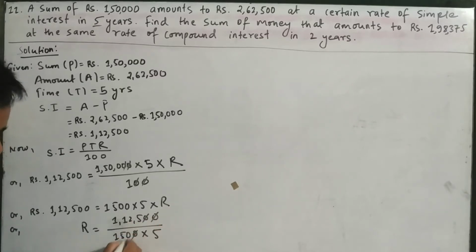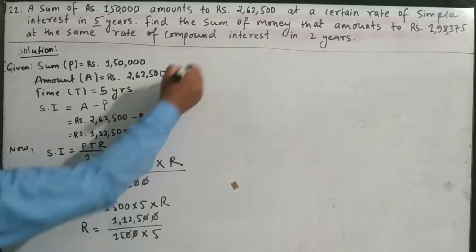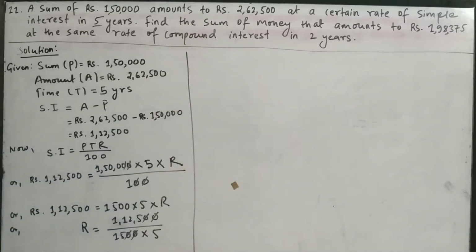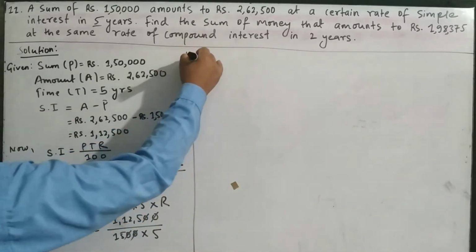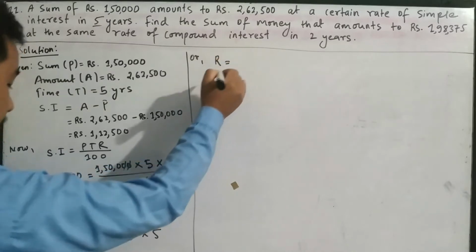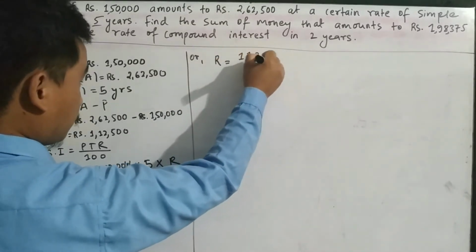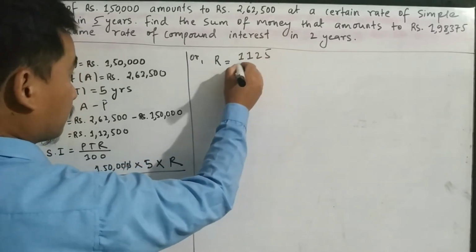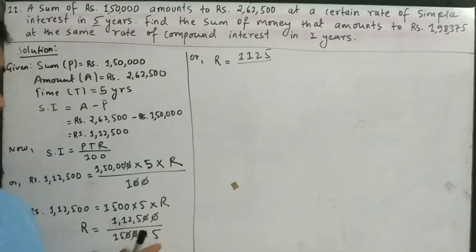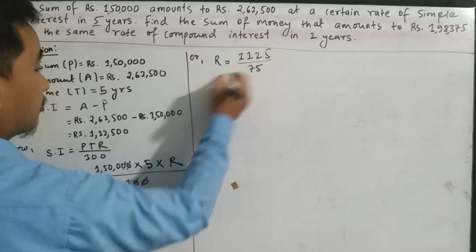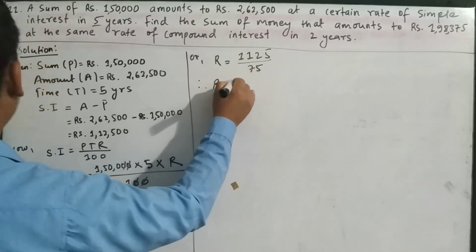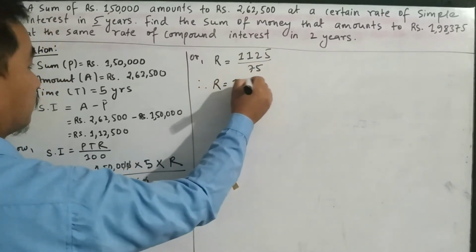When 2 zeros are cancelled, R equals to 1,125 divided by 15 into 5, that is 75. If we divide, we will get R equals to 15%.